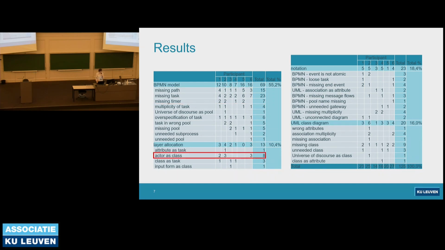Then, except for the missing elements, the error that occurred most frequently was modeling an actor of the business process as a class in the UML class diagram.